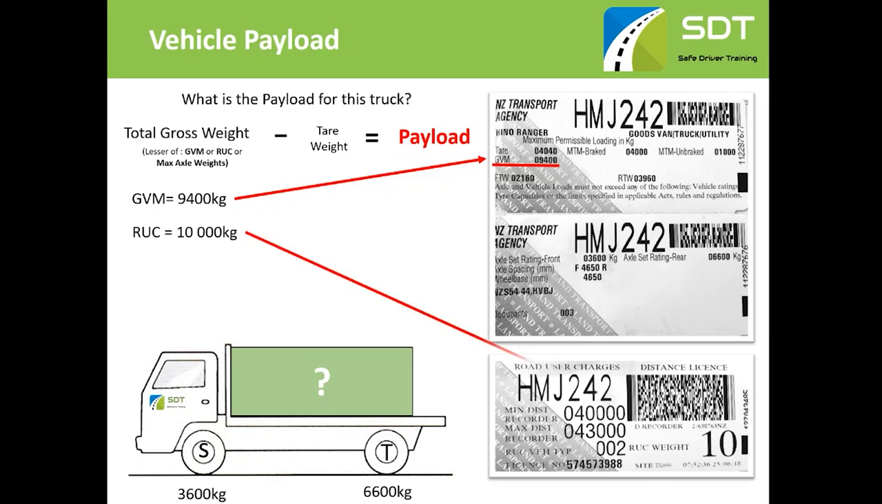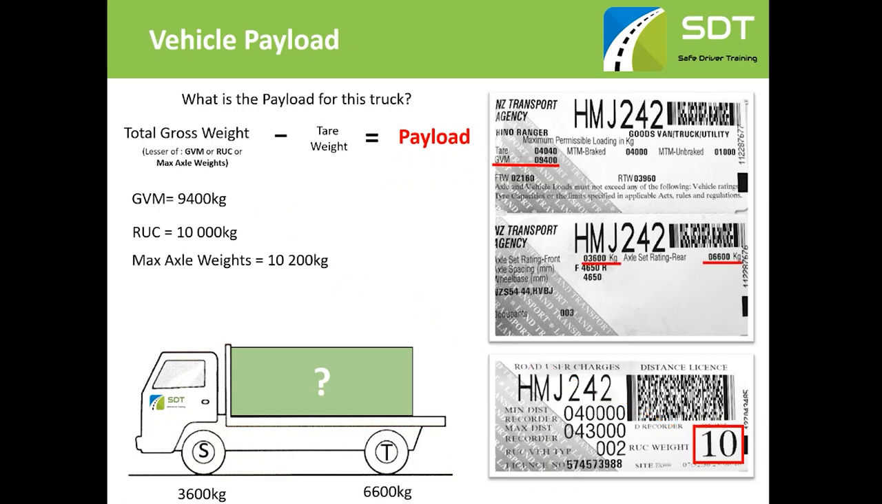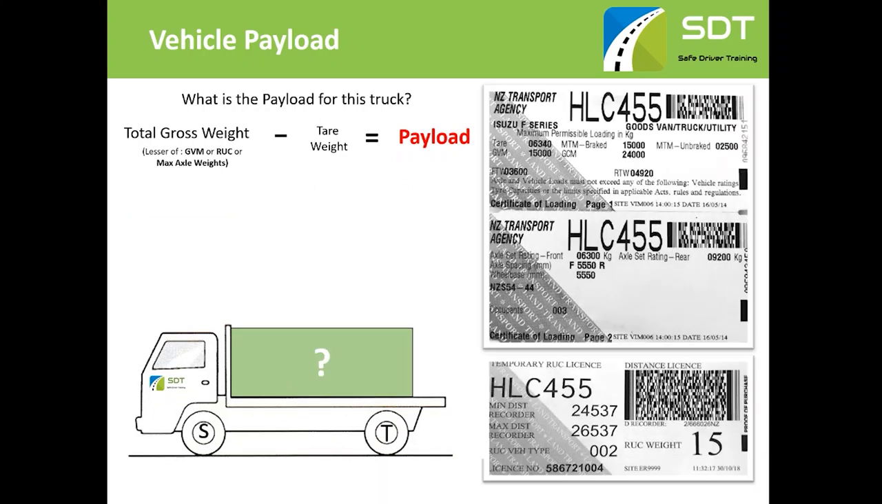Let's find the RUC weight. As you can see, it is 10,000 kilograms. The maximum axle weight for this vehicle equals 10,200. We just added the two maximum manufacturer weights on both of the axles. In this particular example, the GVM is the lesser number, so we must use GVM to calculate the payload for this particular truck. 9,400 minus the tare weight, which is found on your certificate of loading, equals your payload of 5,360 kgs for this particular truck.